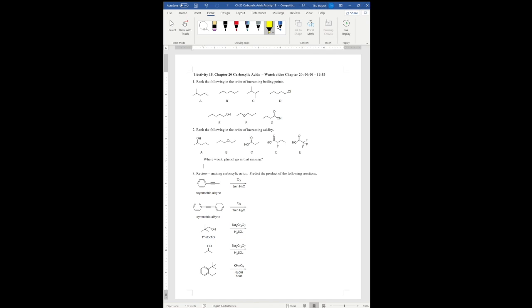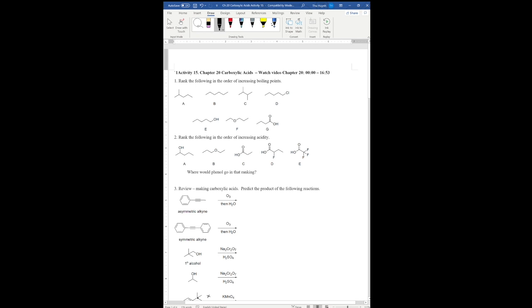Everyone, welcome to today's activity. Today we will be doing activity number 15, the very first activity of chapter 20, carboxylic acid. In this chapter, in the very first part, we will touch base on some of the past concepts that you have probably learned in Chem 80, such as boiling point, acidity, and some reactions that help prepare carboxylic acid.